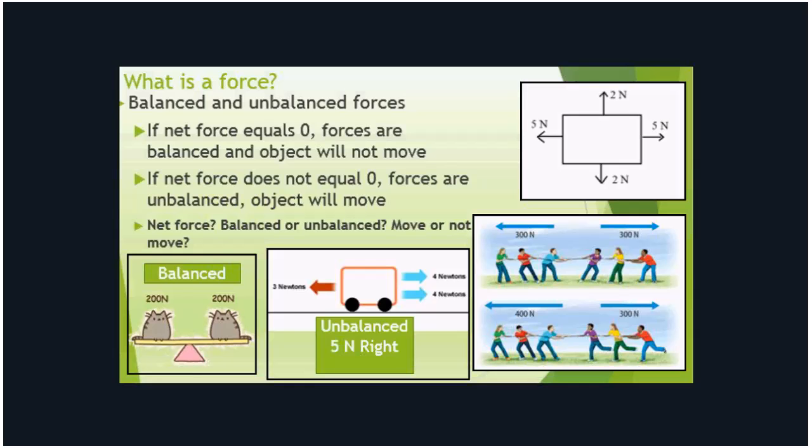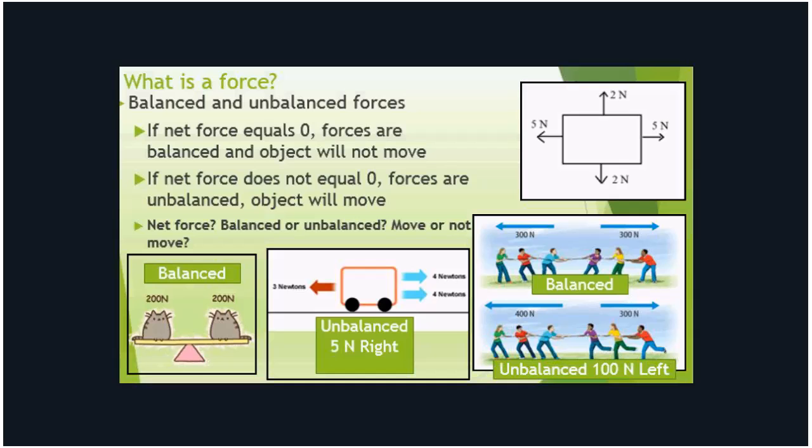The next question, starting on the bottom and working our way up. They're pulling with 400 newtons to the left, and the other 3 people are pulling to the right with 300 newtons. Those numbers are not the same. They're going in opposite directions. I would subtract 400 minus 300 is 100 newtons. To the left because 400 newtons is a bigger number.